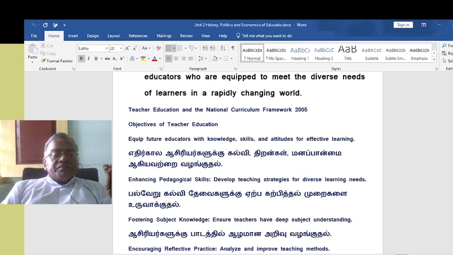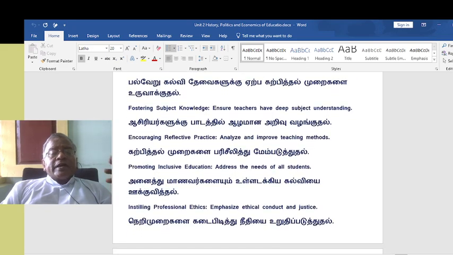Fostering deep subject knowledge. Then encouraging reflective practice. Analyze and improve teaching methods.